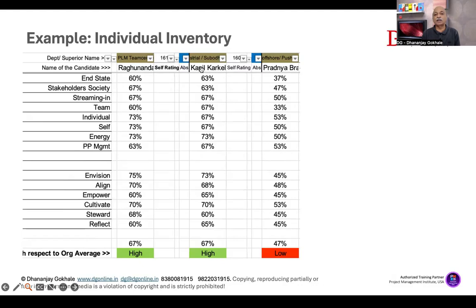Now, here is an example of two other people also, Kapil and Pradnya. These are factual names. Only thing is that I'm not communicating the organization, obviously, for confidentiality. Now see this. This lady, if you see individual, 53, 33. So now this is the individual overall direction. If you go into the depth, we'll understand the least strength of this person. I'll never say weakness. I'll say least strength.